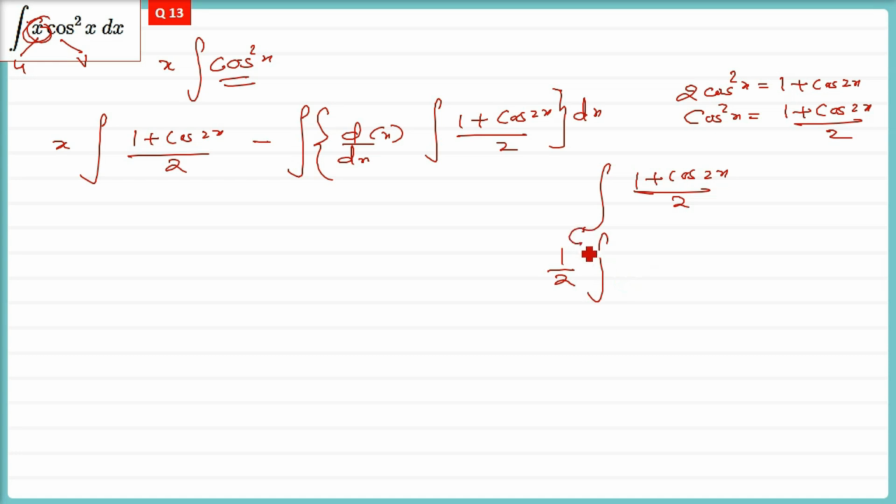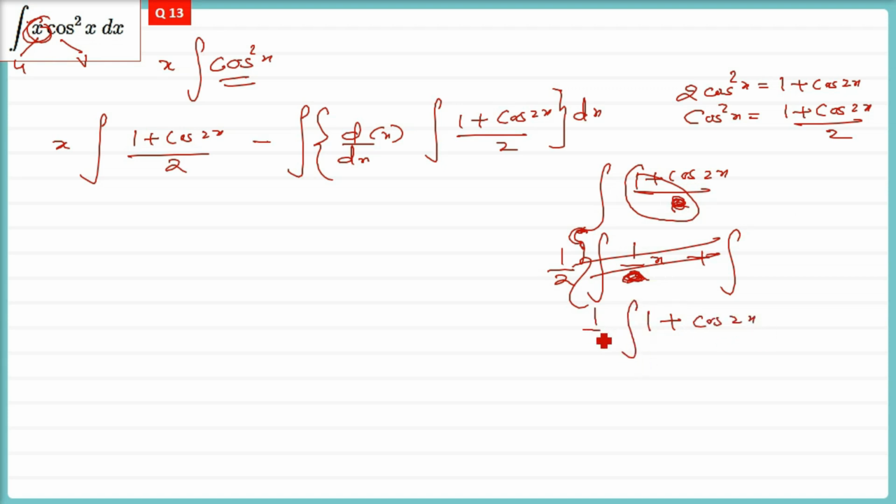1 by 2 you can take outside. 1 plus cos 2x is remaining. So first integration will be of x. Let me just do it clearly now. 1 plus cos 2x we have to integrate, and 1 by 2 is already outside. So integration of 1 has to be done and integration of cos 2x has to be done. Integration of 1 is what? It's dx only, 1 into dx. Half is already outside. dx is simply x.